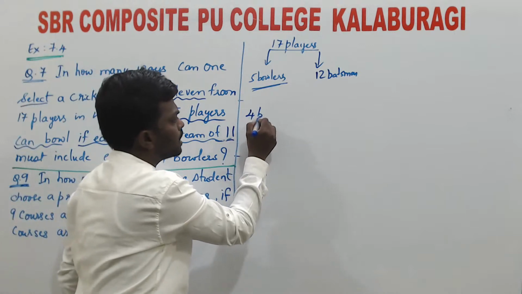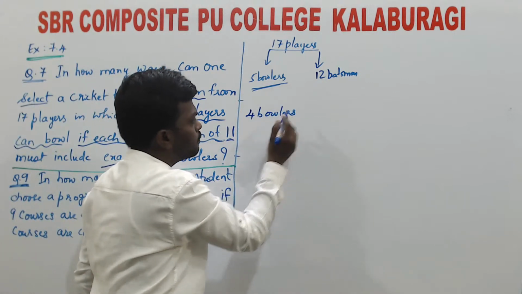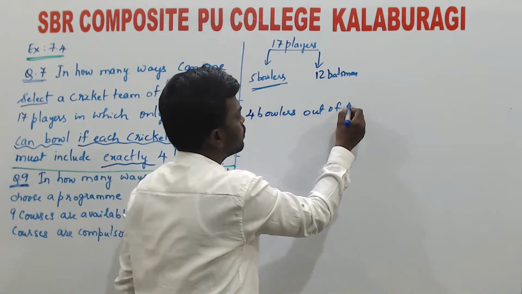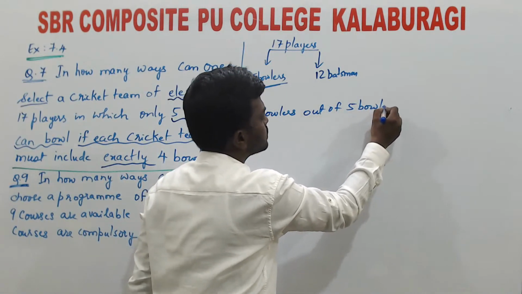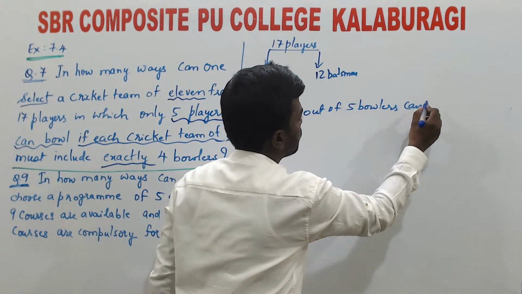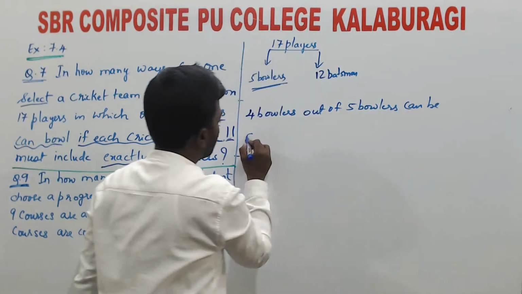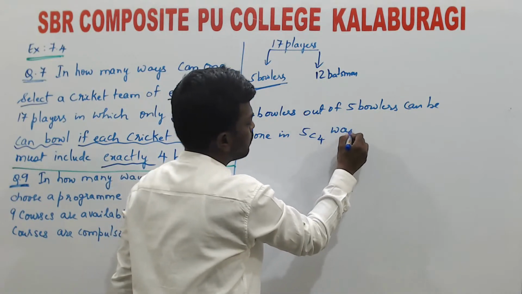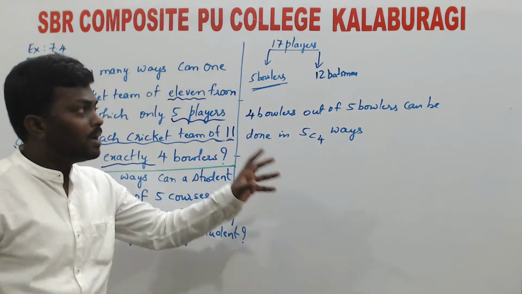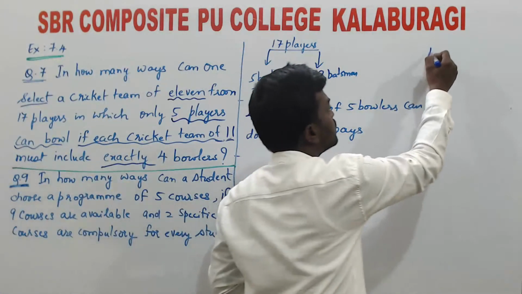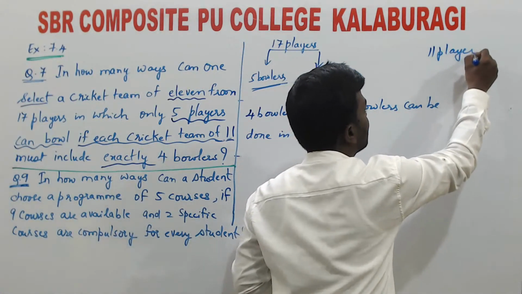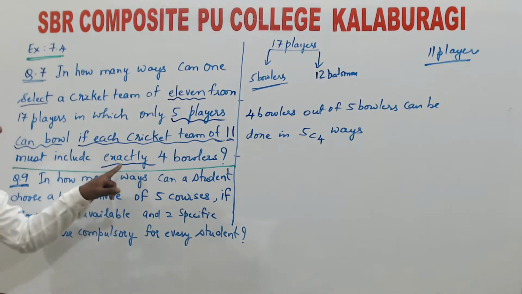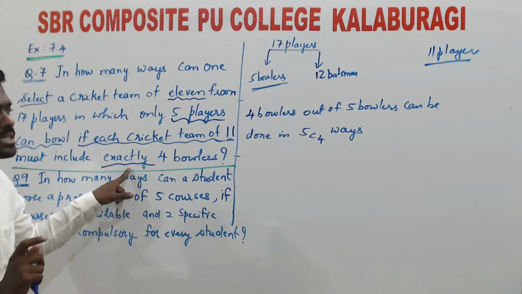So 4 bowlers are to be picked out of how many bowlers? Out of 5 bowlers. Can be done in how many ways, students? 5C4 ways. Okay, but our team is to comprise 11 players, students. Is that clear? We have to make a cricket team of 11 in which exactly 4 bowlers are present.